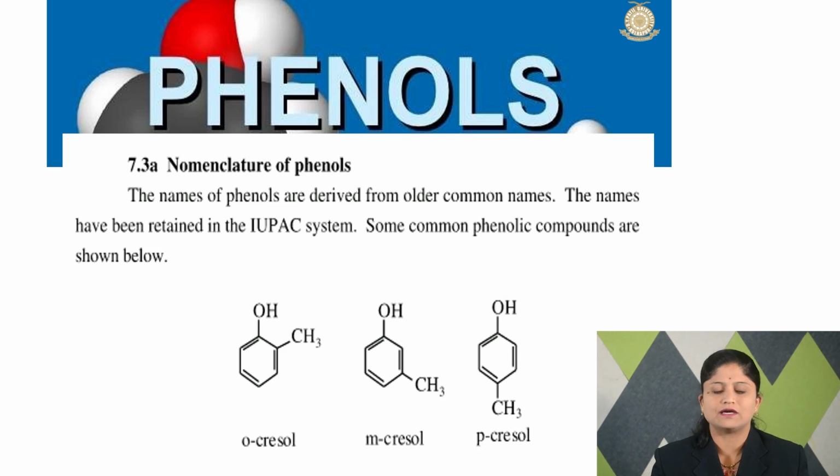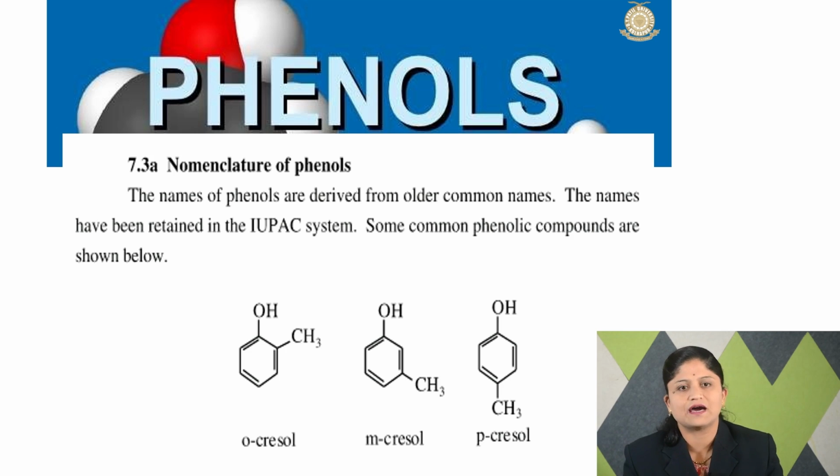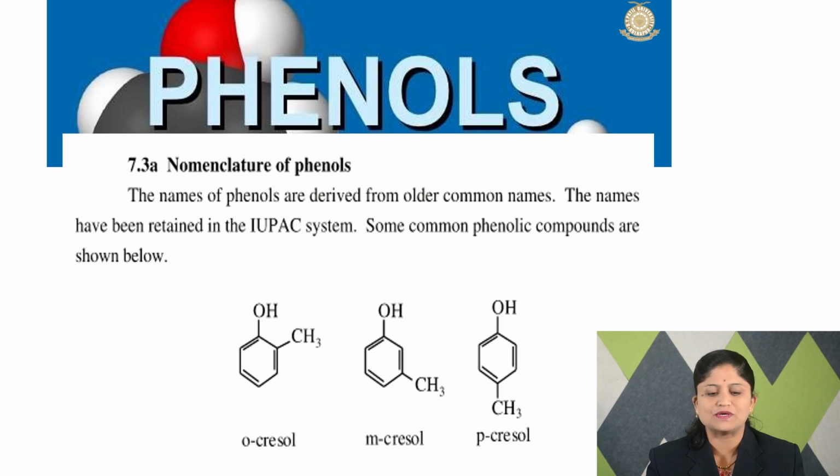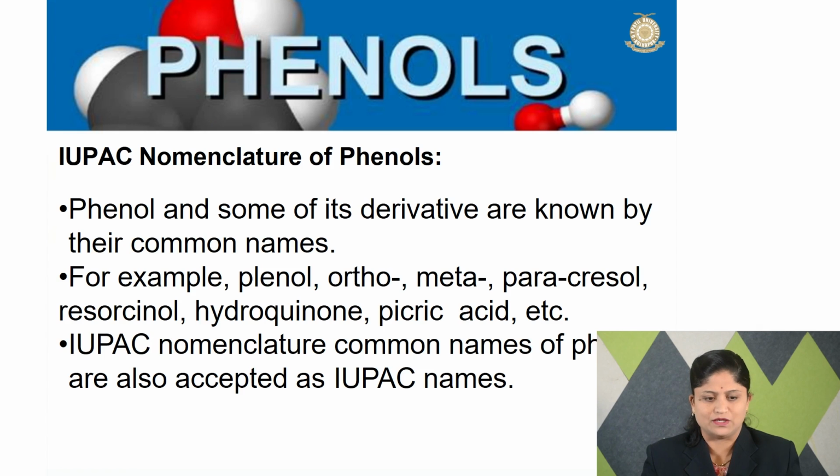Now, the nomenclature patterns of phenol. Phenols are named by two methods: the common nomenclature system and the universally designed IUPAC nomenclature system. Some of the substituted derivatives of phenol are cresols. Depending upon the position of the substituent, the substituted phenols are categorized. If the methyl group is substituted in the phenol at the ortho position, the name of the compound is orthocresol. If it is at the meta position, then metacresol, and then paracresol. So these are some examples of substituted phenol derivatives.